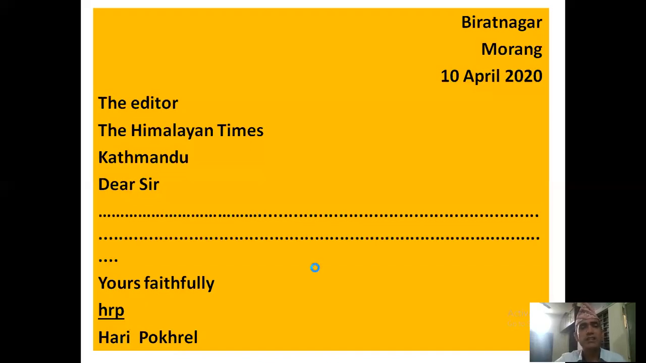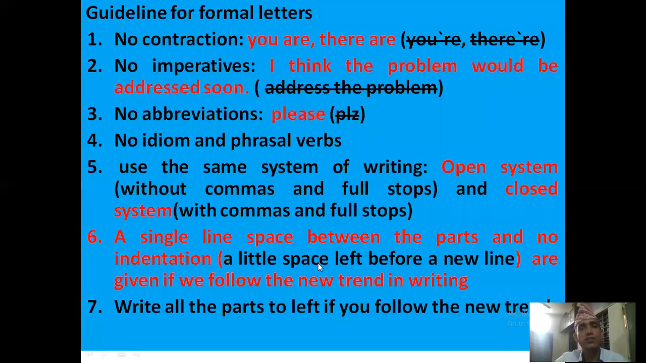Now, let us have a detailed discussion on some guidelines for formal letters. Dear students, before writing formal letters, you have to understand something while writing the information in the body of the formal letters. The first thing you should consider is that you should not use contractions. You are not allowed to write contracted forms in your formal letters. You have to write the full form. You are not, they are not.